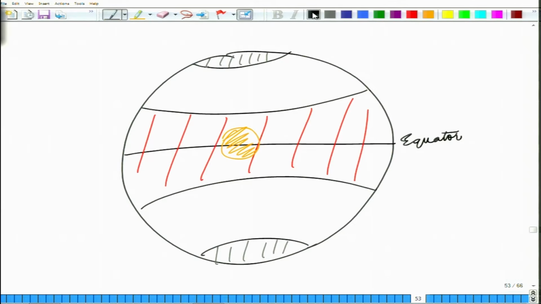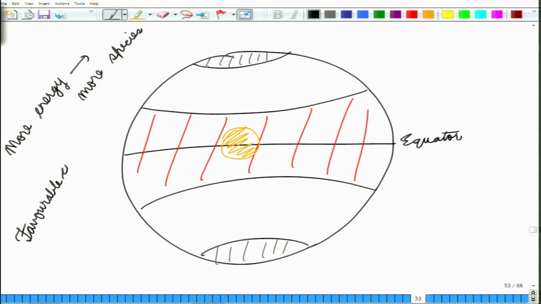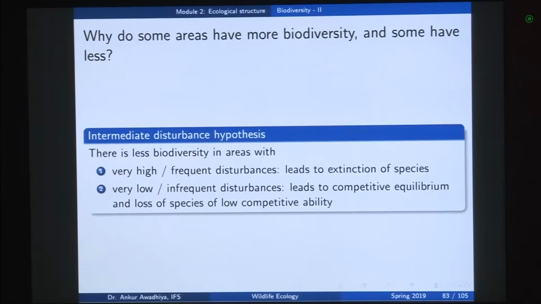So, essentially what this hypothesis says is more energy would give you more species, and more favorable conditions to life will give you more species. So, this is also another way in which we can explain why certain areas have greater biodiversity and certain areas have lesser biodiversity. Now, another hypothesis goes by the name of intermediate disturbance hypothesis.